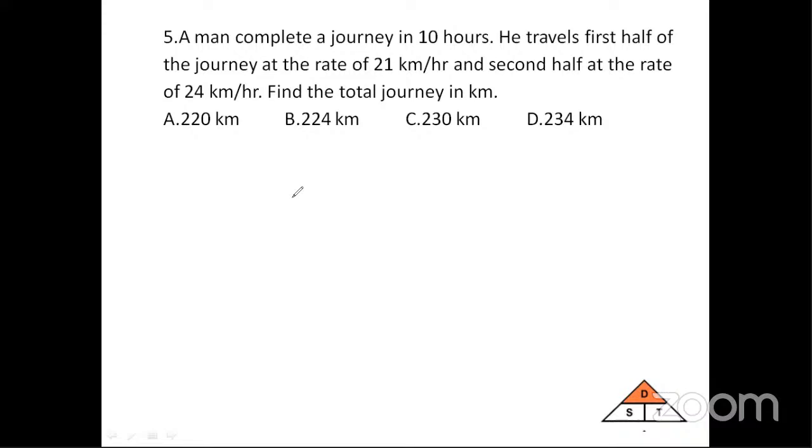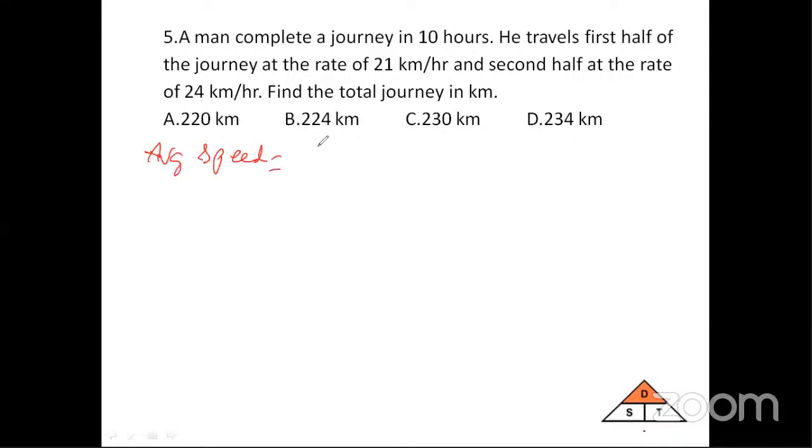A man completes a journey in 10 hours. He travels the first half of the journey at the rate of 21 kilometers per hour and the second half at the rate of 24 kilometers per hour. Find the total journey in kilometers. If you observe carefully, this question is related to average speed. In the initial stage, I told you average speed is very important.